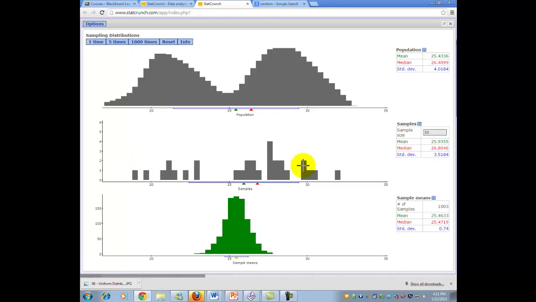Let's note again, 25.4 years of age, 25.4 years of age, or 25.5. So very close. The mean of this distribution is similar to the mean of this distribution. Again, with the just over 4 years of age standard deviation, and right about 3/4 of a year down here. So it shrank again.